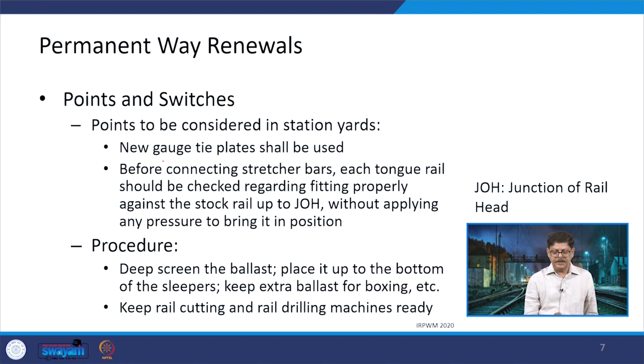Then new gauge tie plates shall be used. So, when you are going for an upgradation, when you are going for a renewal, the new items are going to be taken into consideration. That means it becomes a primary renewal.